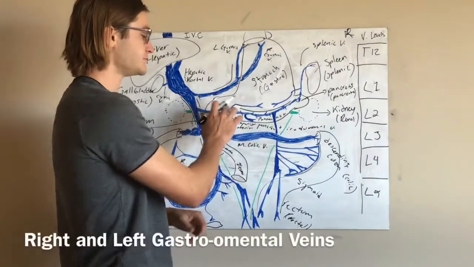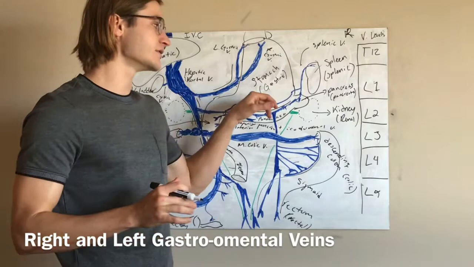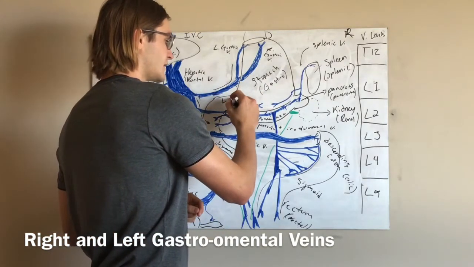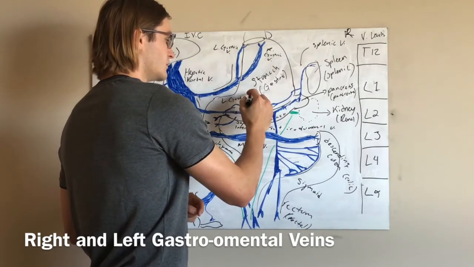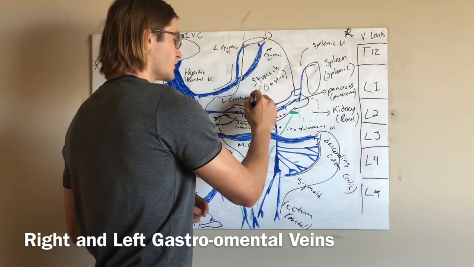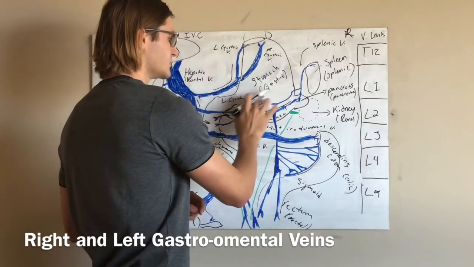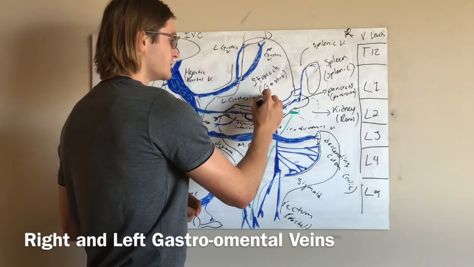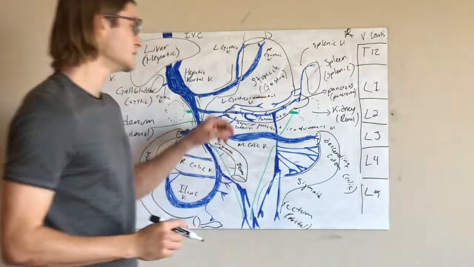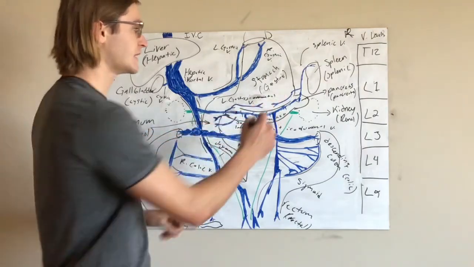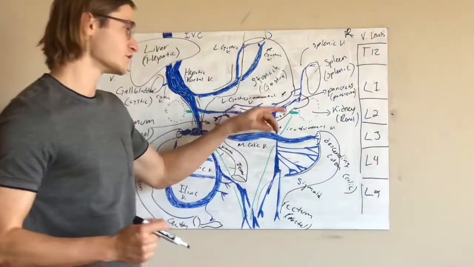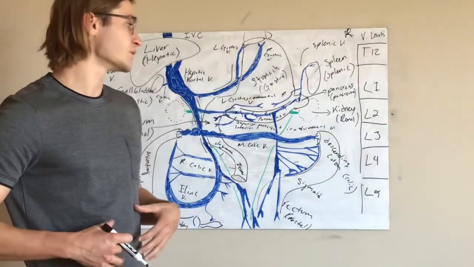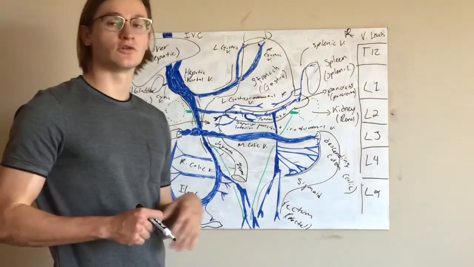This is coming from our left side of the body. So it's going to be our left gastro or gastric omental. No, my bad, sorry. Left gastro-omental vein. Left gastro-omental vein. This one right here will be the right gastro-omental vein because it's getting blood from the omentum and it's on the stomach as well. So the right and left gastro-omental veins.